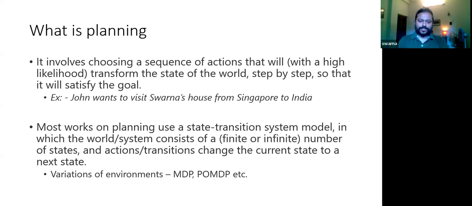Now, most of the works on planning use a state space transition system model. That means the environment is modeled as a state space system, and the model may contain a finite or infinite number of states, and there are certain actions possible within the environment, and each action will change the state of the world. So let's say you took an action to travel from one place to another by taking a taxi. Of course that will change your state. Like you are in one place and you took a taxi and moved to another place, your state got changed.